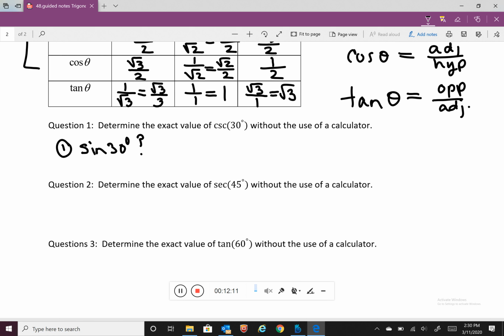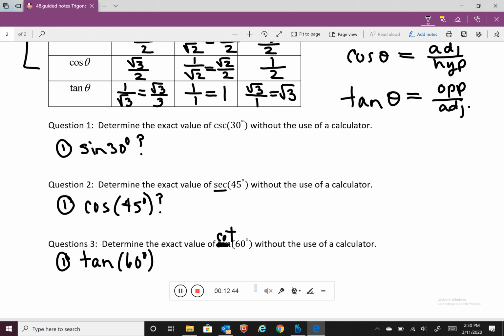Question number 2, determine the exact value of secant of 45 degrees. And in order to answer this question, we first need to think about what cosine of 45 degrees is. And then here, I meant that to be cotan. Determine the exact value of cotan of 60 degrees. And in order to do that, you need to recognize what tan of 60 degrees is.